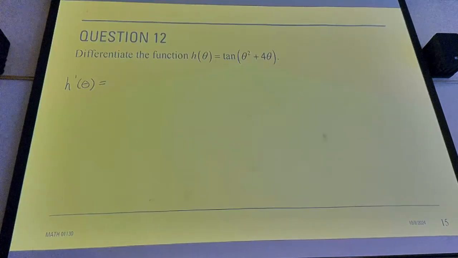What's the function? Trigonometric. Which one? What is the derivative of tangent? Secant squared. What did we take the tangent of? Theta squared plus 4 theta. What is its derivative? That would be 2 theta plus 4.